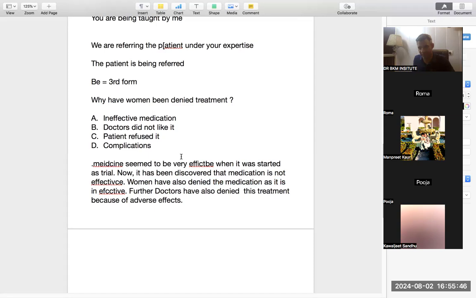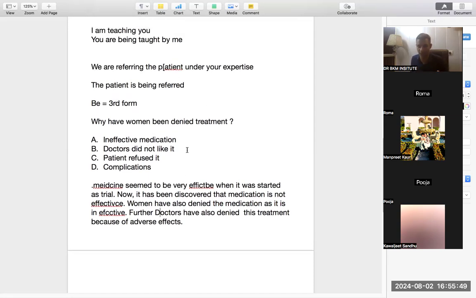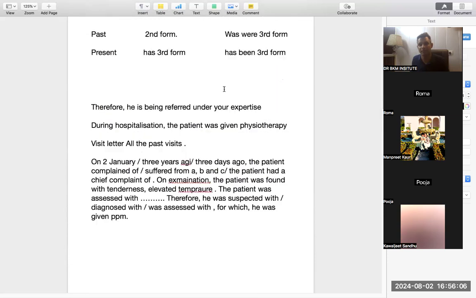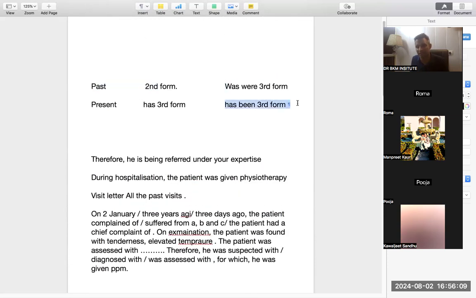Again, it is a very simple thing that I have taught you. Still, few of you got confused. But again, if this comes in the exam, this is not an easy question that I have created for you. But this is what will teach you what grammar does. So always understand what passive voice is. Be plus third form. Was, were plus third form. Has been third form. Is being referred, is being third form is also passive. Has been diagnosed is also passive. Is, am plus third form is also passive. So these are the passive voices.